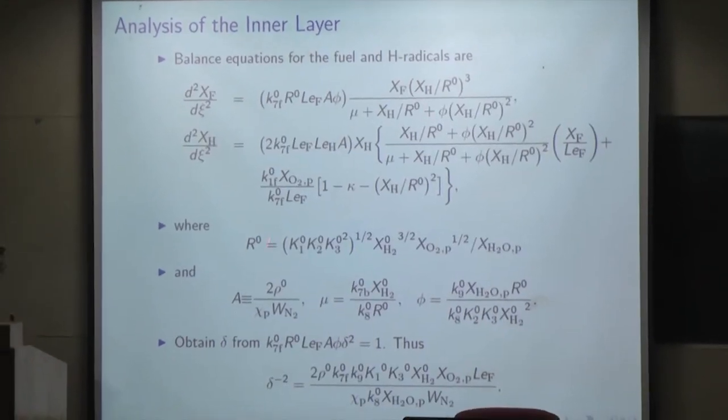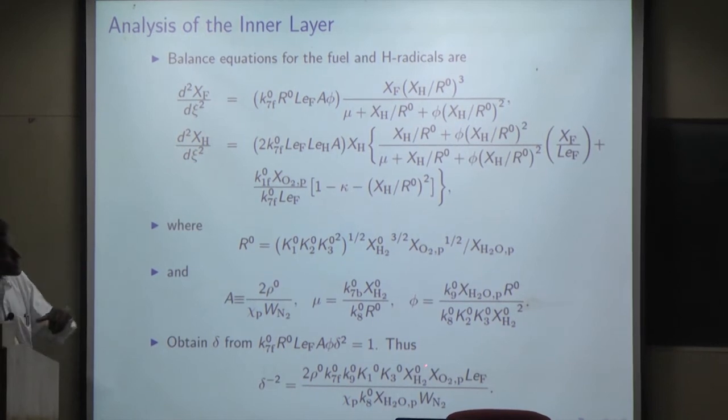Now, that was the analysis of the oxidation layer. Now we go to the analysis of the inner layer. It's a bit complicated because many reactions appear, so I don't think I'm going to go through it all. You can see that this is the fuel, and this is H radicals. The point is these are the equations that describe the structure of the fuel consumption layer.